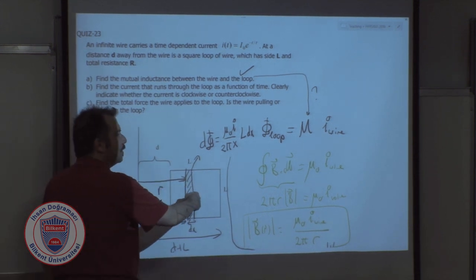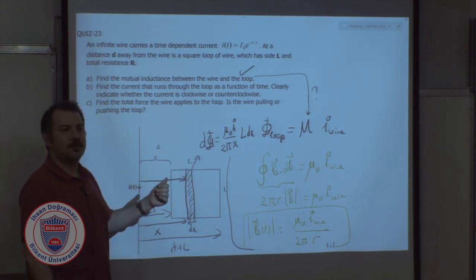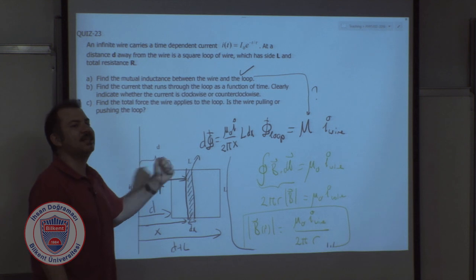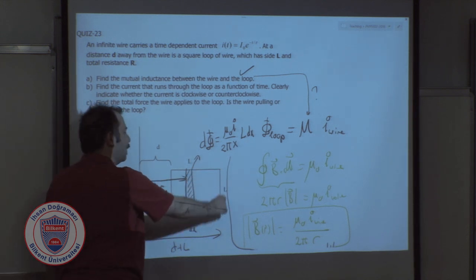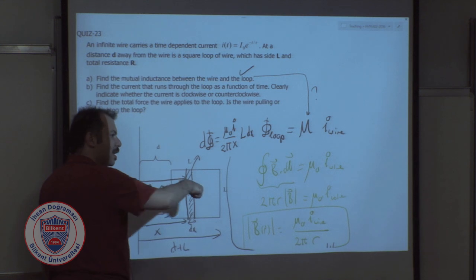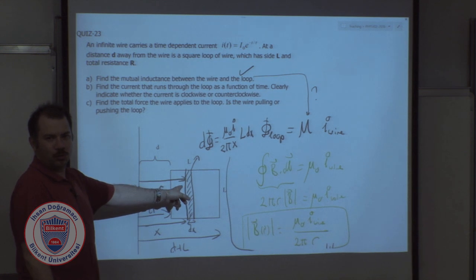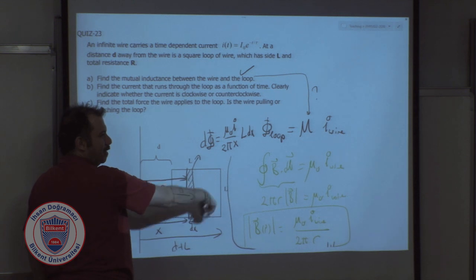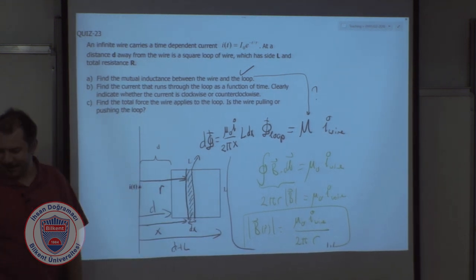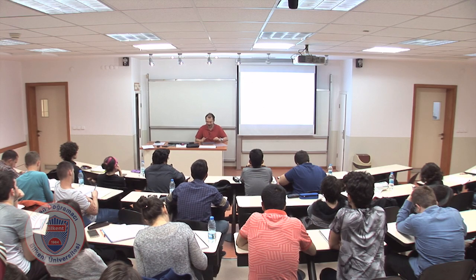If the total flux is decreasing, what should be the direction of the magnetic field created by the loop? It should be in the same direction. It doesn't want the flux to decrease. So the magnetic field created by the current in the loop should also be into the loop, into the screen, right? Which means the current is going clockwise. I'm pretty sure that's the correct answer, but let's write this down, okay?